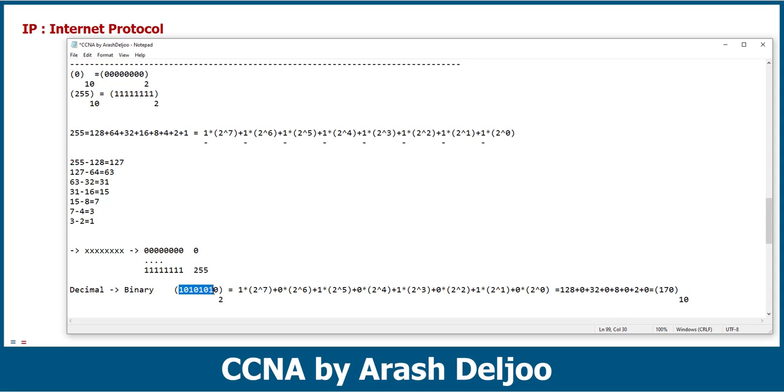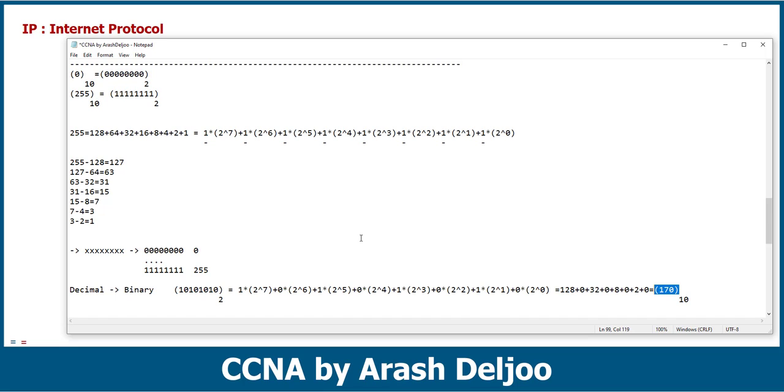For example, if I say this binary value, we can calculate this formula in our mind. 128 plus 32, 160 plus 8, 168 plus 2, 170. That's it. Okay, this is so easy and so straightforward. The only thing that you should know about binary to decimal conversion or decimal to binary conversion is the powers of 2.